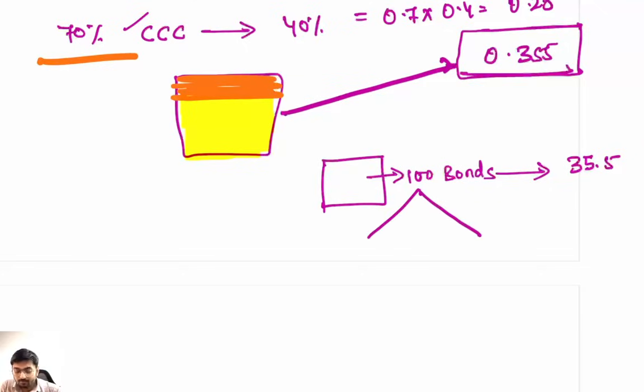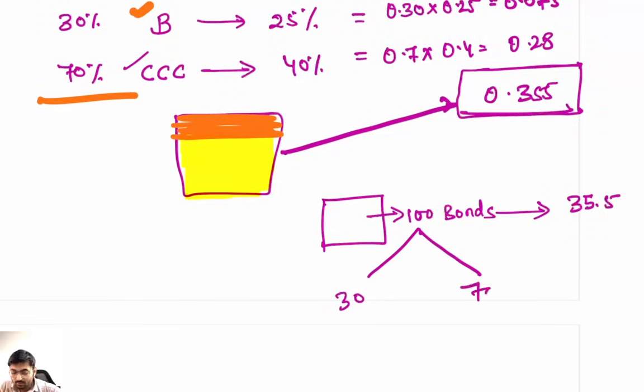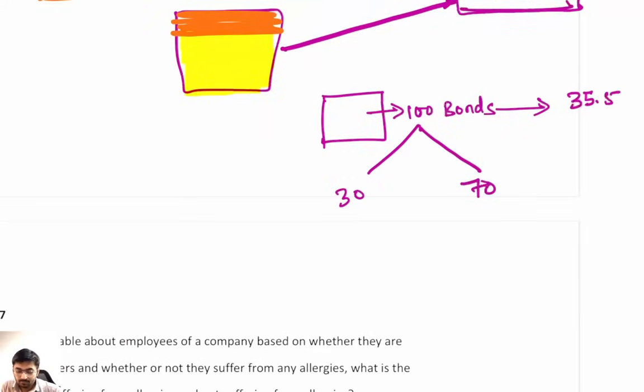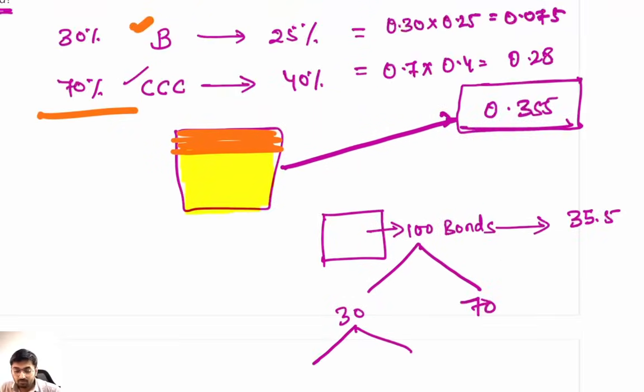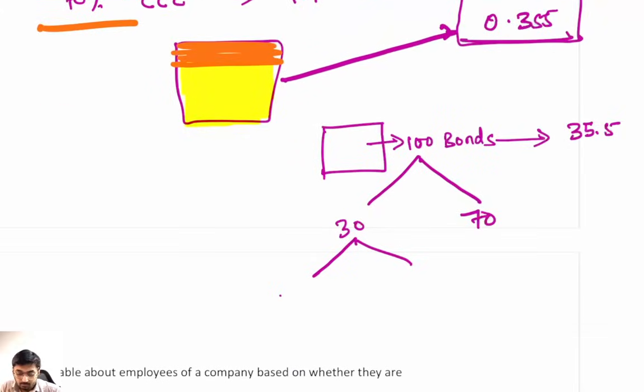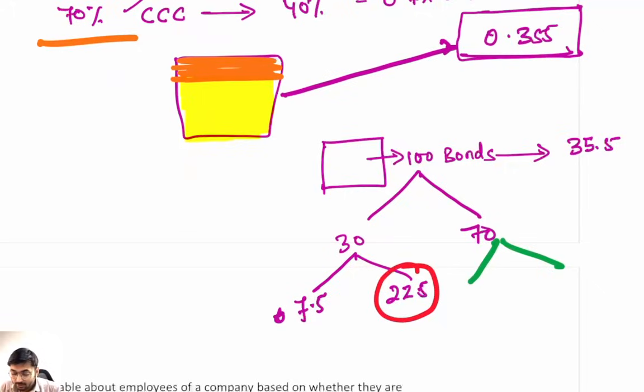Now out of these 100 bonds, 30 bonds are of B grade and 70 bonds are of triple C grades. Clear? Okay. Sir, out of these 30 bonds, 7.5 bonds are those which will default. Clear? And the remaining 22.5 bonds are those which will not default. So which will not default is not required for me, okay. Similarly over here in 70, 28 bonds are those which will default and 42 bonds are those which will not default.